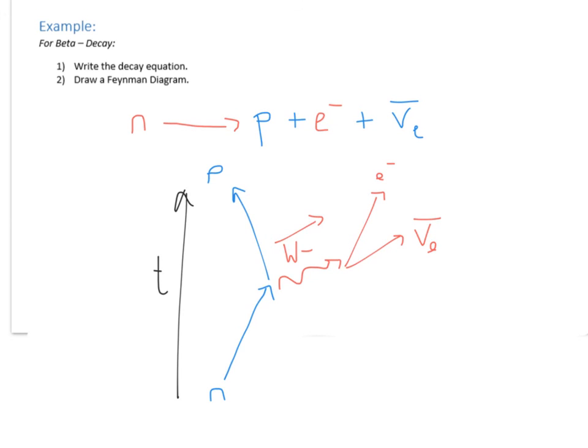Another thing to watch out for: make sure you show all of these particles moving forward in time. Sometimes I see diagrams where the neutrino is going down here and is actually going backwards in time. So be a bit careful with that kind of thing when you're doing these diagrams.